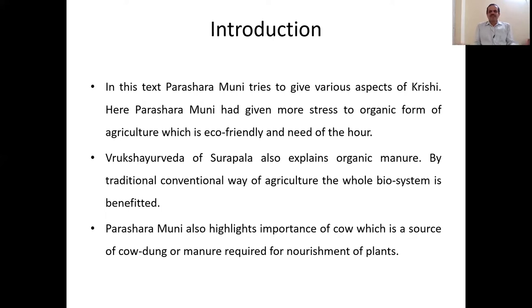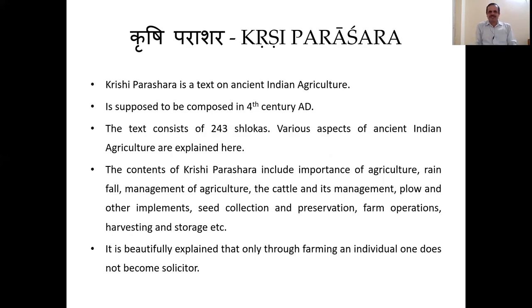Sarve devaha tatra nivasanti, all gods are said to reside in the cow. That is why we call cow as gomata. Cow is a source of cow dung or manure. It is also required for the nourishment of the plants. So we have already seen how cow manure, cow dung from the cow is being used for the nourishment of the plants in Vriksha Ayurveda. While dealing with the Vriksha Ayurveda, we had already discussed.